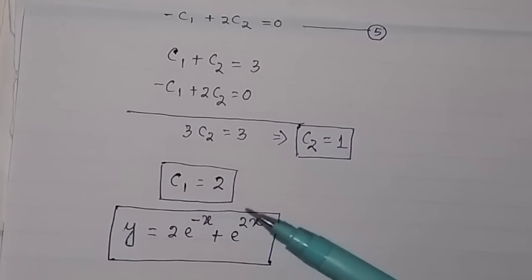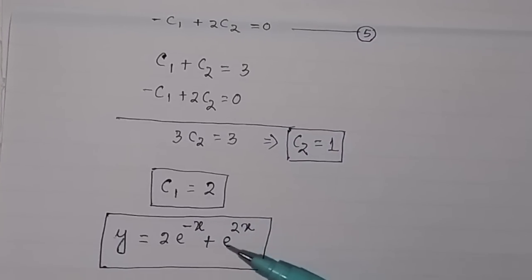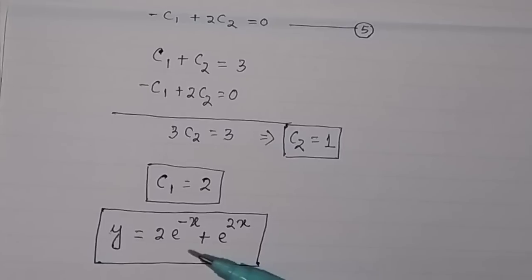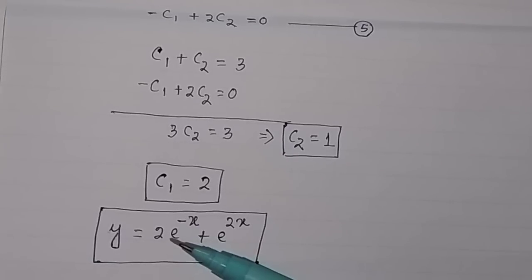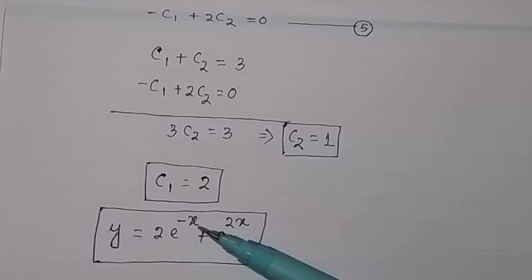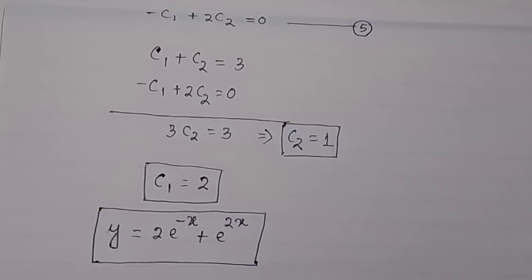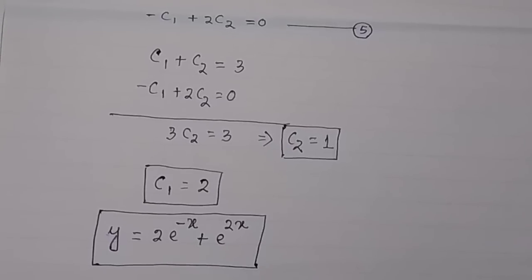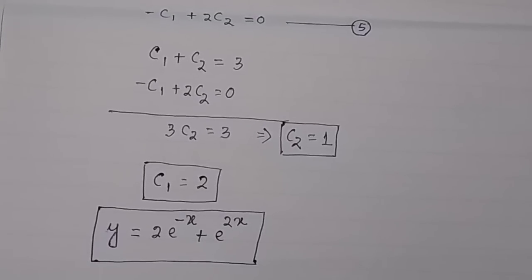So when you find the values of c1 and c2, you put the values of c1 and c2 in your equation 3. So the y value will be equal to 2 into e to the power minus x plus 1 into e to the power 2x. So this will be the required solution of the given second order homogeneous linear differential equation with constant coefficients.